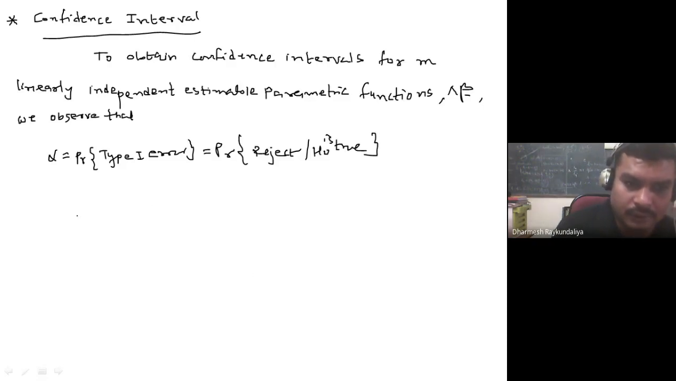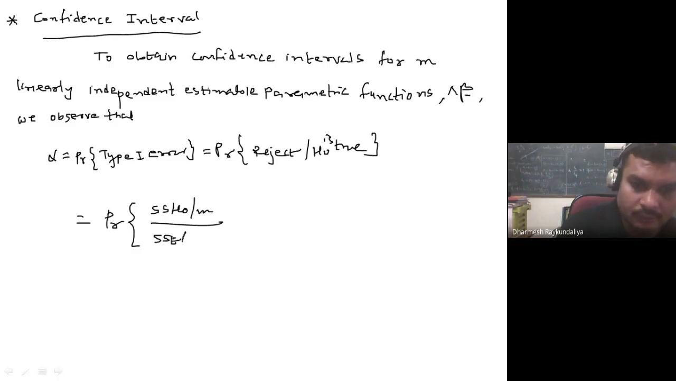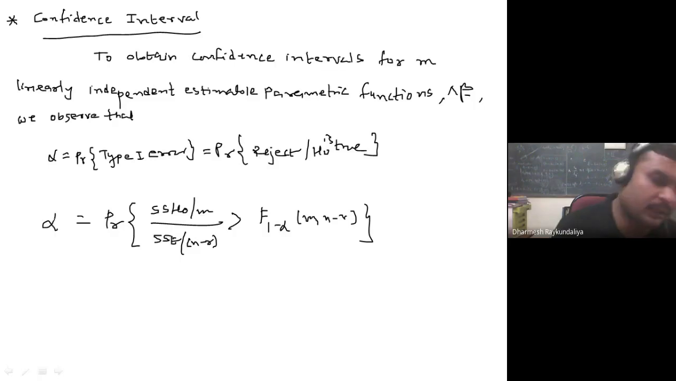We obtain this as the probability that SS H naught upon M upon SSE upon N minus R is greater than F 1 minus alpha, M, N minus R. So this is giving the level of significance.